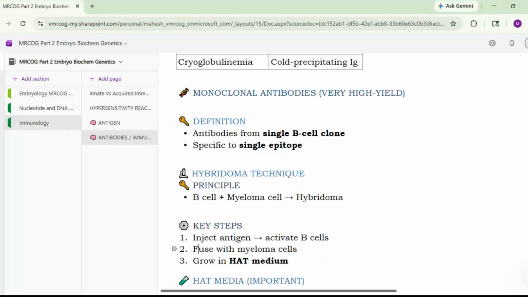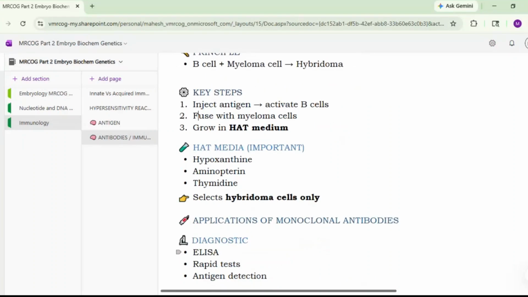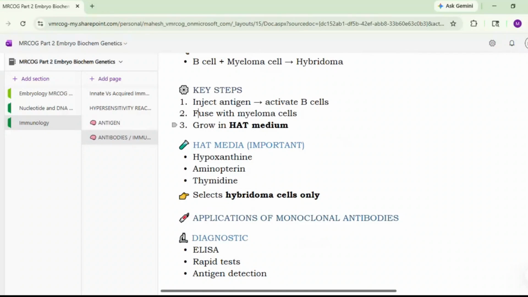These myeloma cells are continuously dividing cells. So you are fusing the B cells with the myeloma cells. Then third step, you have to grow these in the HAT medium. Once you fuse the B cells with the myeloma cells, what does this HAT medium do? Only the hybridoma cells will survive.